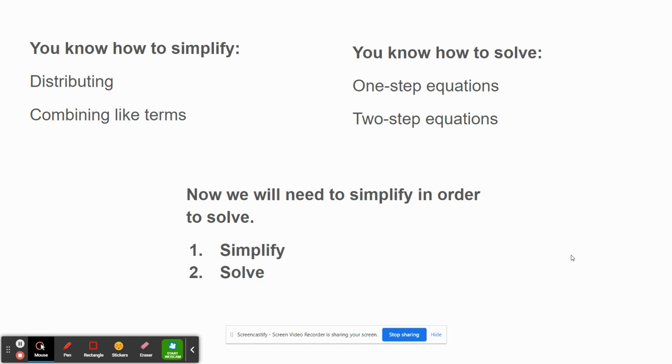You should know how to distribute and combine like terms. We've gone through 1- and 2-step equations in class already. There's opportunities to review those on Schoology if you need to. We need to make sure that we know how to simplify in order to solve going forward. We'll explain more of that in a moment.